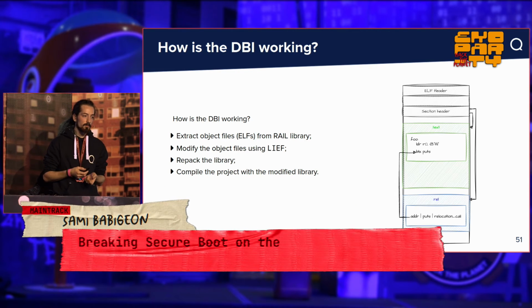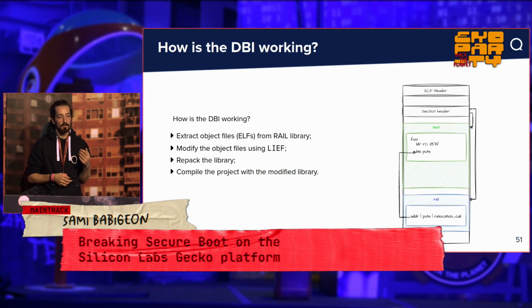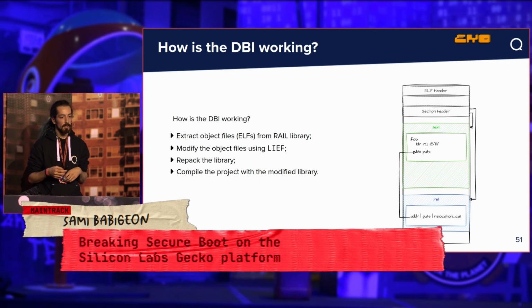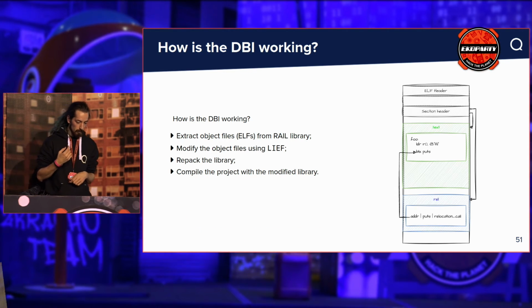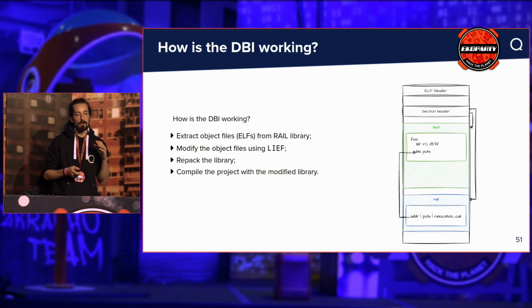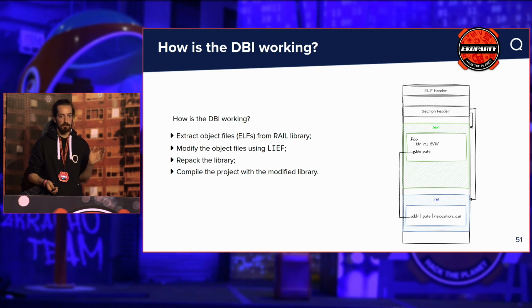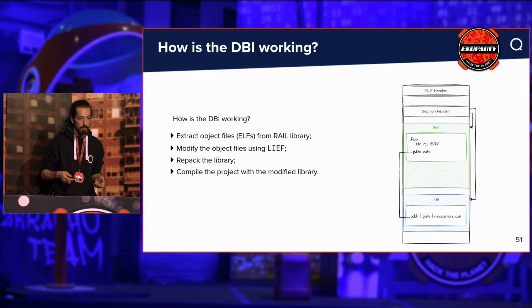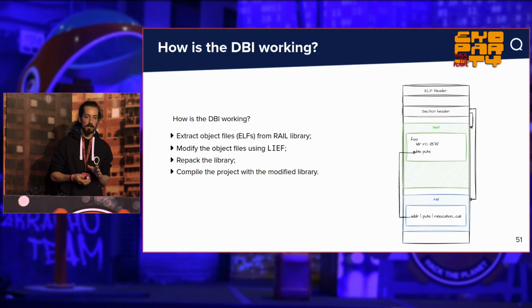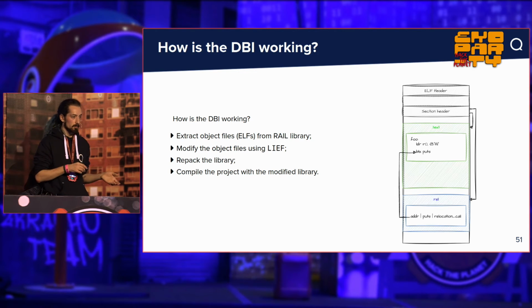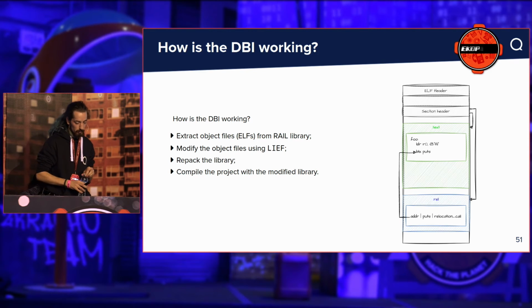So if we want to modify such a file, we need to modify it at a binary level. For that, we chose to use a Python package called LEAF. The basic idea is that we will first open the library, extract all the object files inside it, then look for the function we want to hook, add some debug code inside the function, repack everything into a new library, and then continue the compilation toolchain.